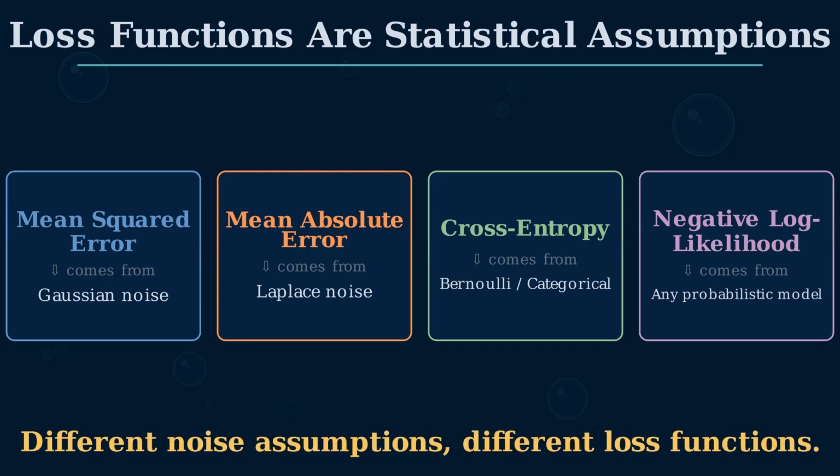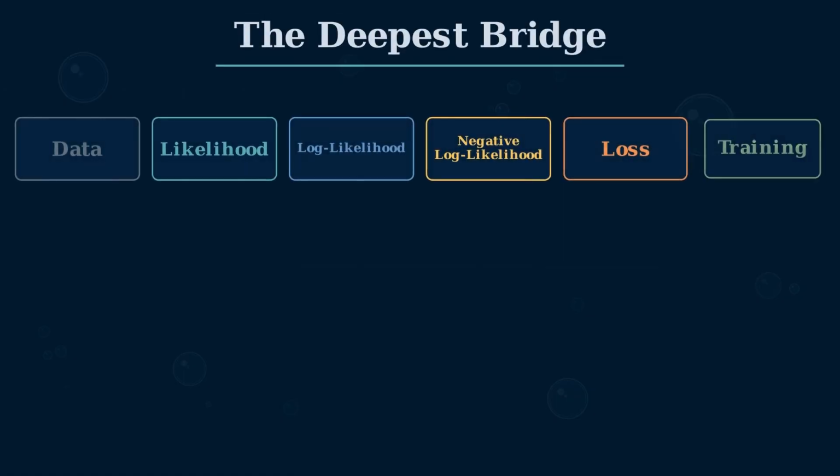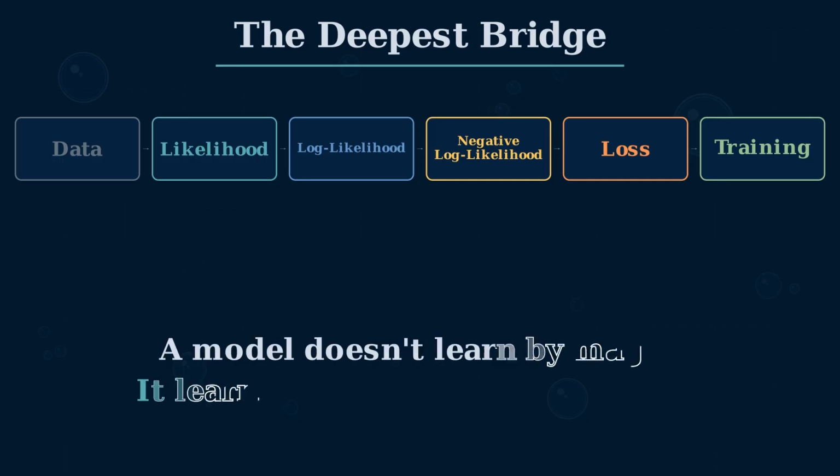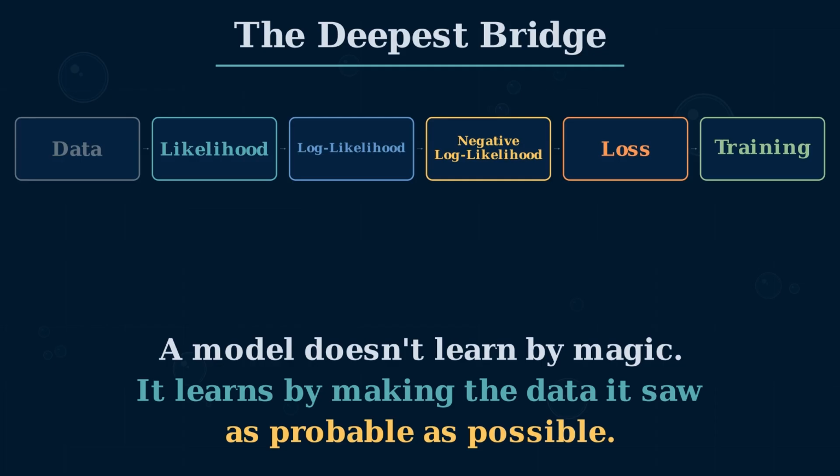Put all of these examples together and the full path from data to training becomes visible. Data becomes likelihood, then log likelihood, then negative log likelihood, the loss we minimize to train. Maximizing likelihood and minimizing loss are the same operation, seen from two directions. A model doesn't learn by magic. It learns by making the data it saw as probable as possible.